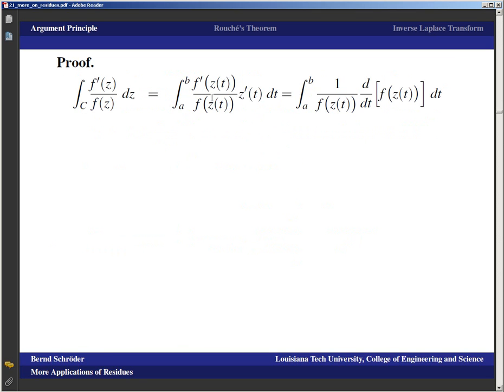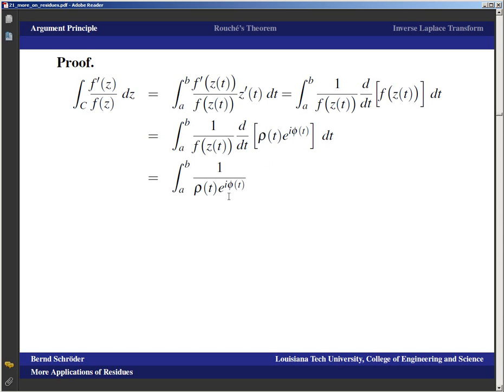If we start working with that, we realize f prime of z of t times z prime of t, that's by chain rule the derivative of f of z of t. Okay, now I've got f of z of t here, and I also have f of z of t here, so I can replace that with that polar representation, which is what happened here, at least in the derivative. So this is 1 over f of z of t times the derivative of the polar representation. And now I can say that's 1 over the polar representation of f of z of t times this derivative, which I compute, of course, with the chain rule. So this is chain rule, product rule.